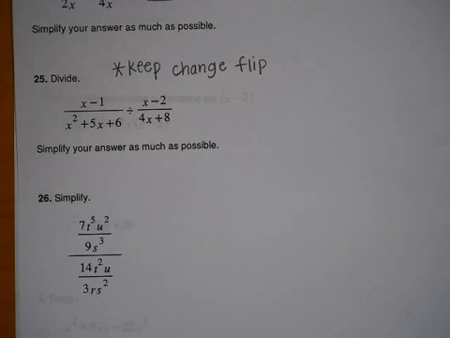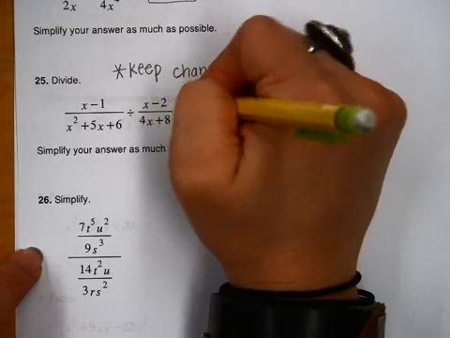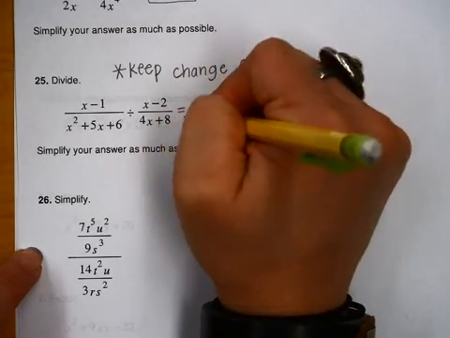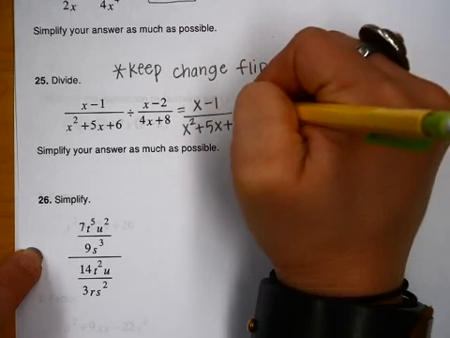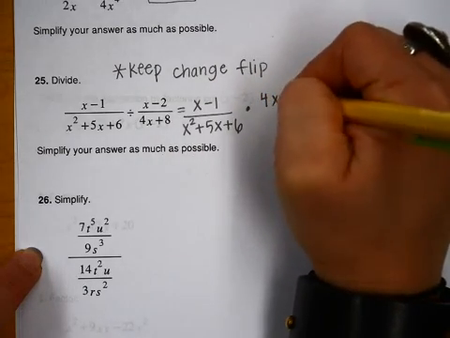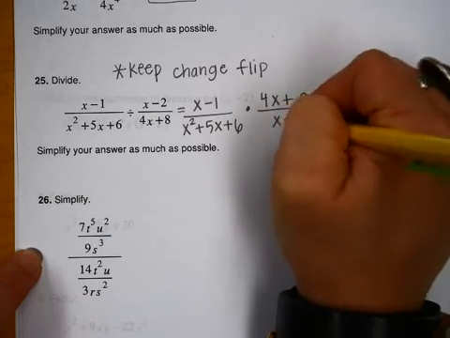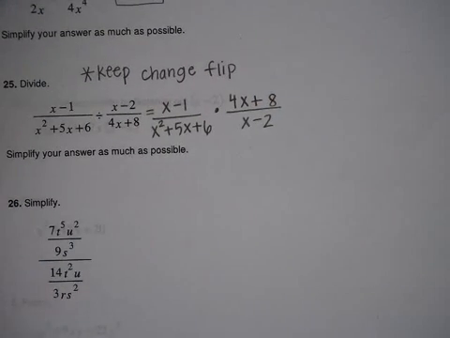Change, right? The second one, 4x plus 8 is going to be the top, and the x minus 2 is going to be the bottom, and it's going to be multiplied. So you keep your first fraction the same, change your division to multiplication, and then flip that second fraction, okay? Anytime I see division, I always do that first, so that I don't forget to keep, change, flip. So this is going to be x minus 1 over x squared plus 5x plus 6 times 4x plus 8 over x minus 2.